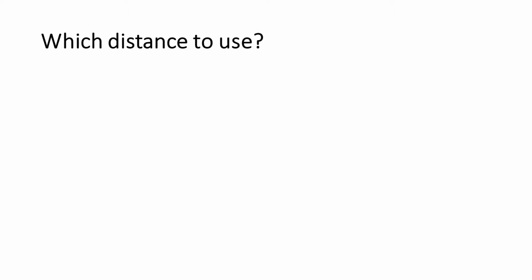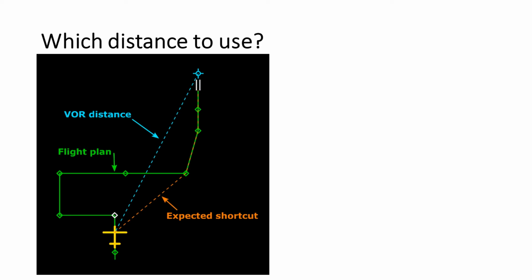So what distance to use? It's very important that the distance you use for the calculation makes sense. For example, if the green line is the flight plan, let's say the STAR, then this would be correct if you would fly that entire track here. If there's traffic here and you will not get a shortcut, then you can use the FMS distance. However, if you would expect a shortcut, you will have to use a different distance.